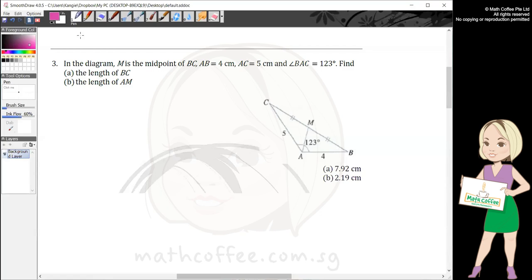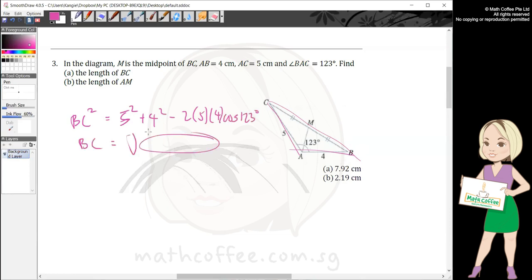Okay, so for this question, to find the length BC, this is pretty straightforward, because I simply take a look at this triangle. I have 5 and 4, with the angle 123 degrees, so I can just use the cosine rule. Make sure your BC is on the left-hand side. So BC squared equals 5 squared plus 4 squared minus 2 times 5 times 4 cosine 123 degrees. So BC equals the square root of this whole thing.